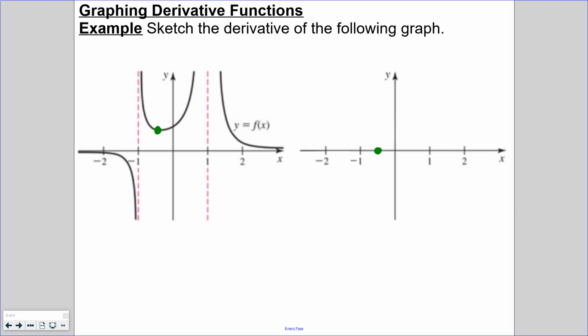So let's see. On our first piece here, our slope is going to be negative. On the second piece, or the first half of the second piece, the slope is going to be negative, and then it's going to turn positive. And then our last piece is going to be negative again.